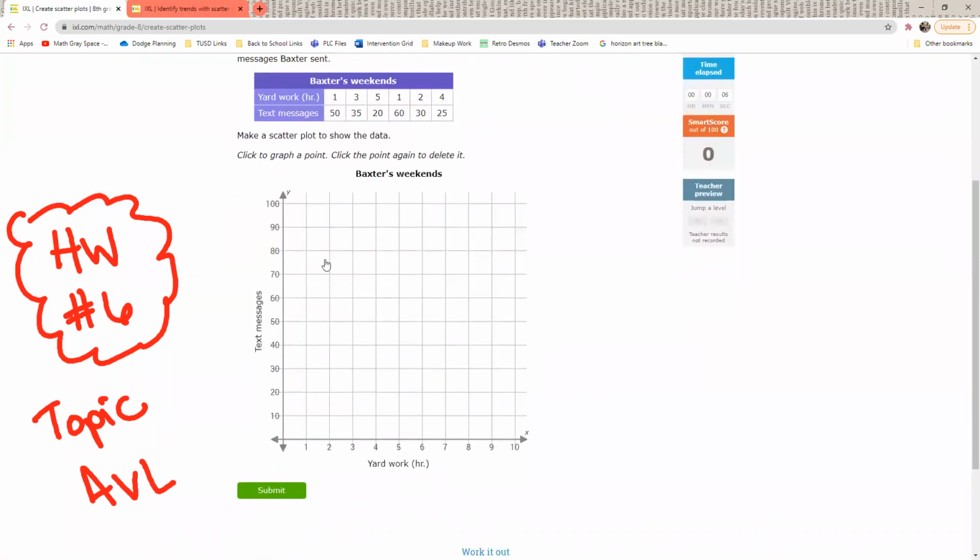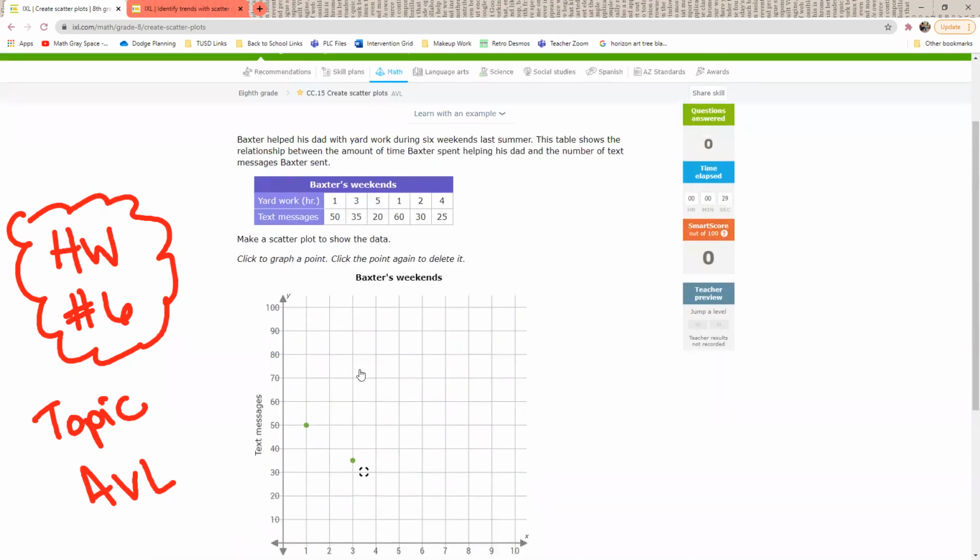Let's do another one so you can see that it's right. So the first number is yard work. And the second number is text messages. So how much yard work do they get done based on how many text messages they're getting? Is there a relationship between those two things? So if they work for 1 hour on yard work, then they got about 50 text messages, or at least that one person did. This person worked for 3 hours and got 35 or sent 35 maybe. Yep, number of text messages sent.